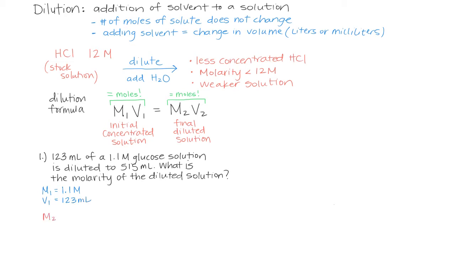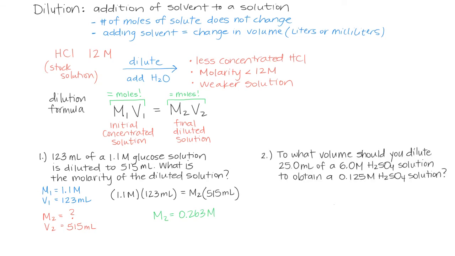M2 and V2 are the molarity and volume of the final diluted solution. We have diluted our initial concentrated solution to 515 milliliters. And the problem is asking us to calculate the molarity of this new solution. Since we have only one unknown, we can plug into the dilution formula and solve. To solve for M2, we multiply 1.1 times 123 and divide by 515. And we end up with the molarity of the diluted solution equal to 0.263 molar.